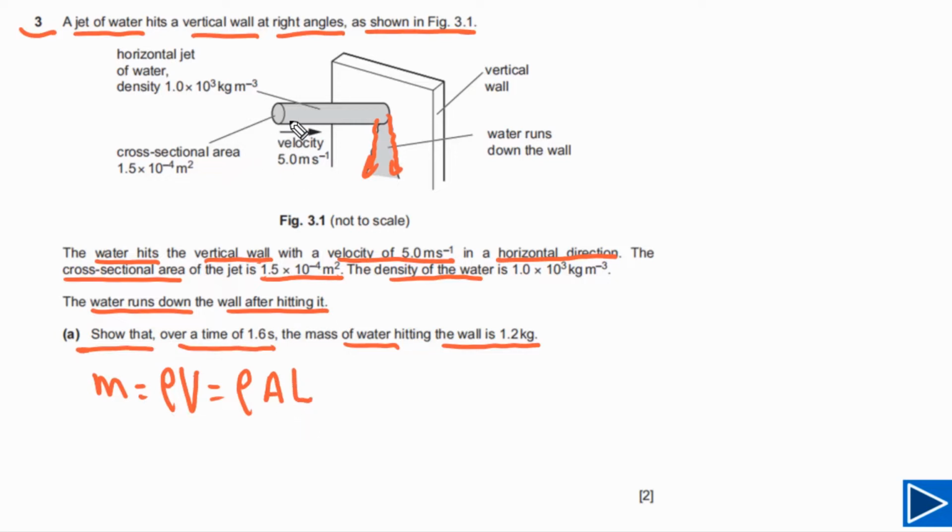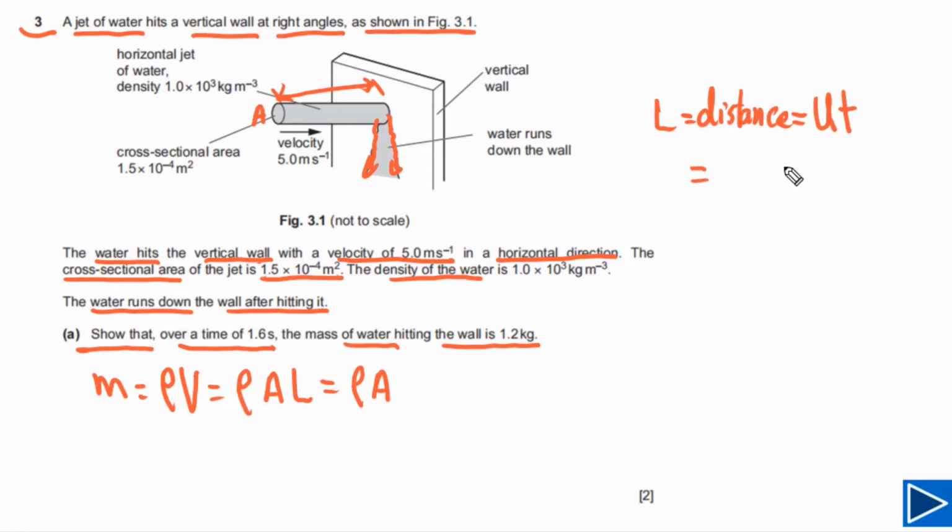Because the shape of the jet of water is cylindrical, like a cylinder, and this is the cross-sectional area of the cylinder. If we can find out the length of the cylinder in 1.6 seconds, then we can find out the volume of water reaching the wall. And volume of water is equal to A times L. So rho times A. But the problem is how we can find out L, the length of the cylinder. In this case, the length of the cylinder is equal to the distance traveled by water in the given time, and distance is equal to u times t, means the velocity times t.